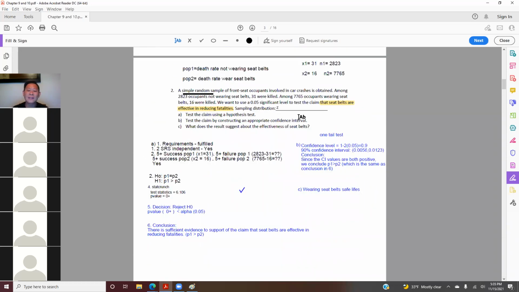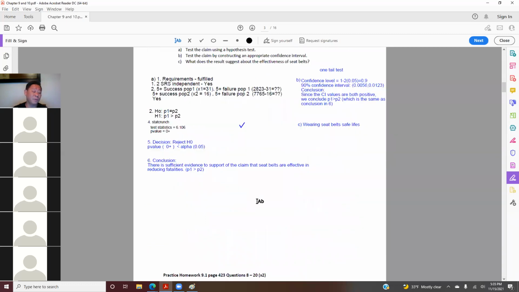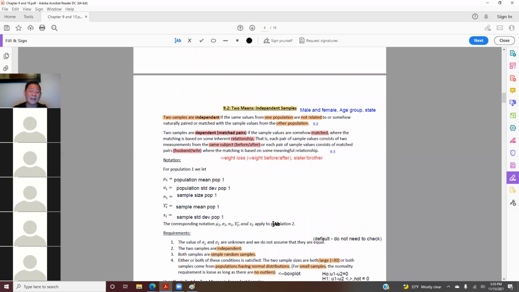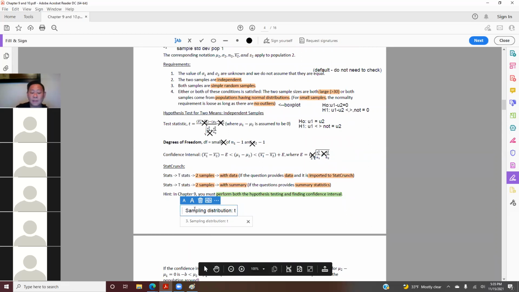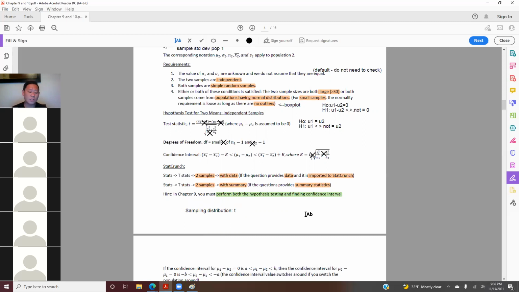Because with proportions, we always use Z. In this case, we are working with means, so your sampling distribution is going to be T here. So a little bit of difference, but not a lot. Questions you guys have?